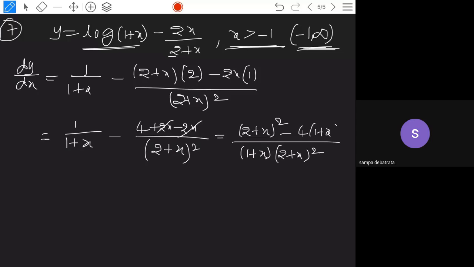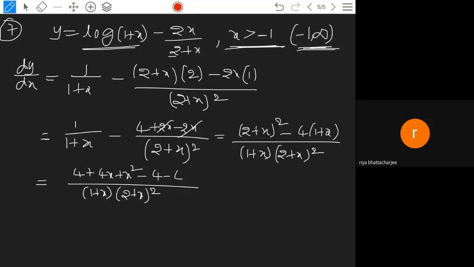Is it clear to you? Yes, sir. Which equals, in the numerator, 4 plus 4x plus x square minus 4 minus 4x. So 4 and 4 will get cancelled, 4x and 4x will get cancelled. So you are going to get x square by 1 plus x into 2 plus x whole square, isn't it?